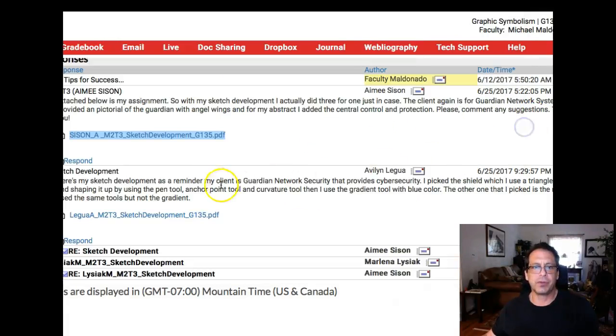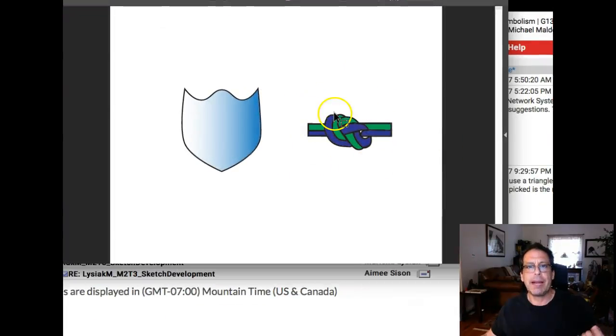So in other words, you say right over here, my sketch development, you remind us of the client. That's great. Good job there. And what they do, cybersecurity, that's fantastic. I picked the shield, which uses a triangular shape. So you've defined what you've picked, but you haven't given us the word that you're depicting here, or if it's pictorial or abstract. Do you see what I'm saying? So obviously this is a pictorial of a shield, and this is an abstract depiction of what? What is the word? You haven't told us. That's important. So it's really important you let us know your intent behind your presentation.